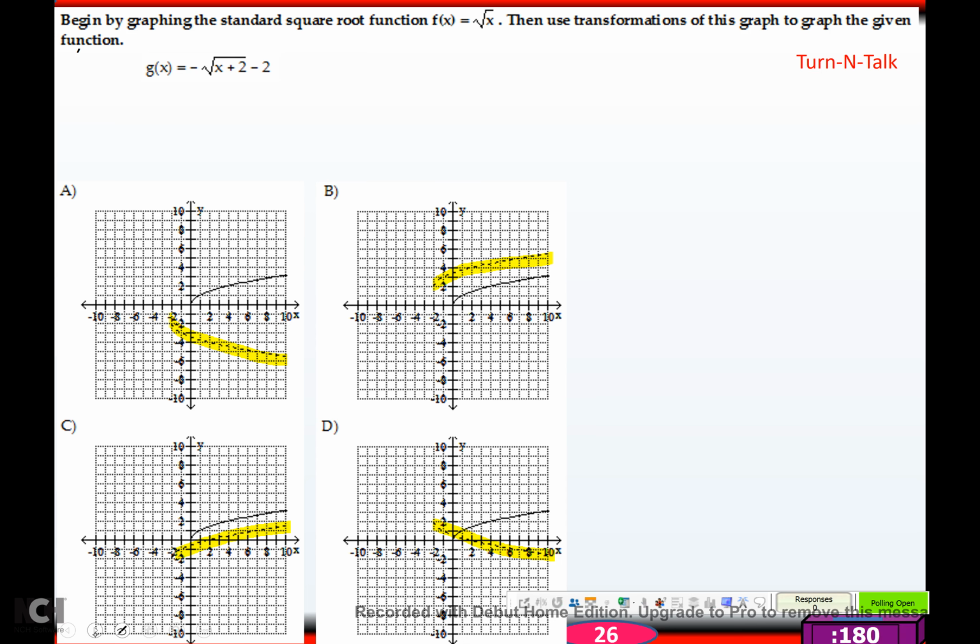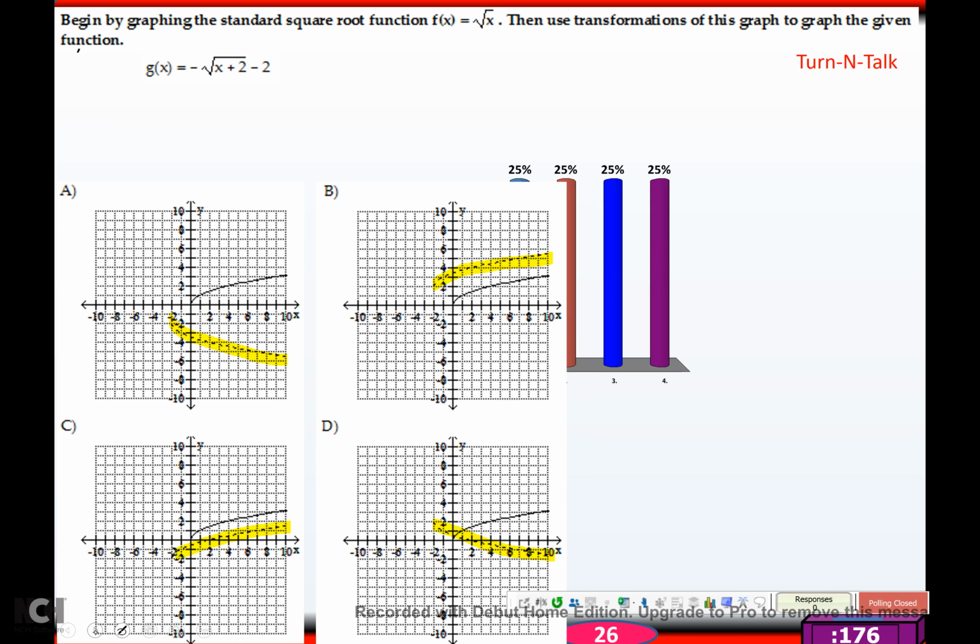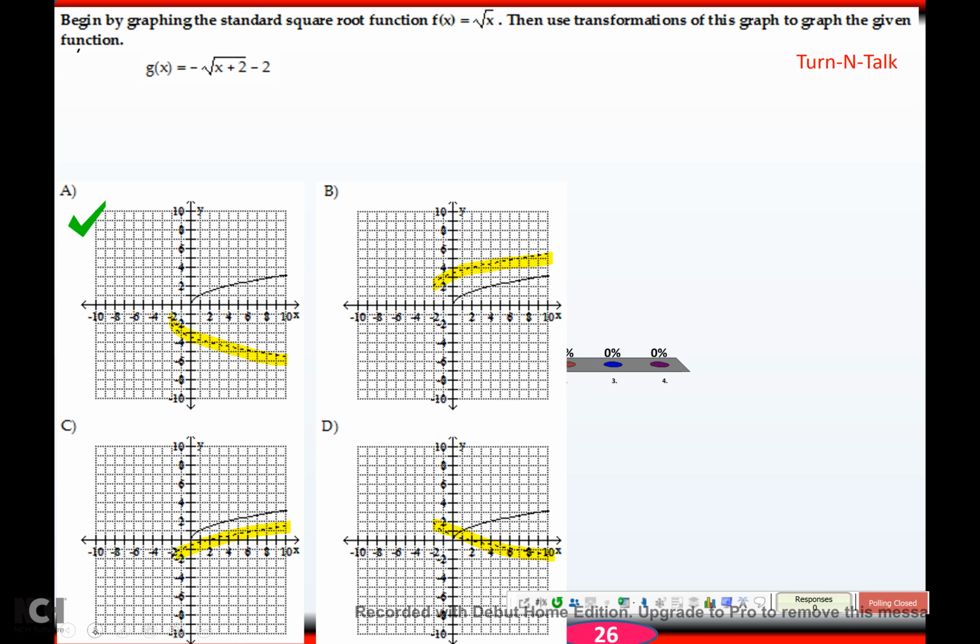Hit pause, come back when you're ready. And hopefully you got A. Alright, this one's a square root function. I know that the negative on the outside is going to reflect over x. The plus 2 on the inside is going to go left 2. And the 2 on the outside is going to go down 2. Mathematically, what that means we're doing is we're going to multiply the y's by -1. We are going to subtract 2 from the x's, and we're going to subtract 2 from the y's.